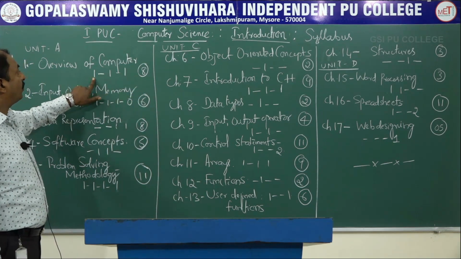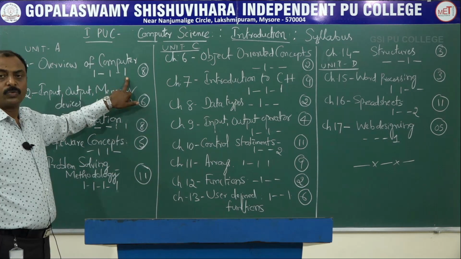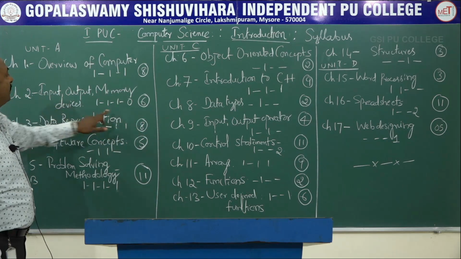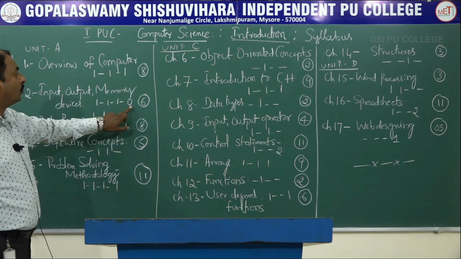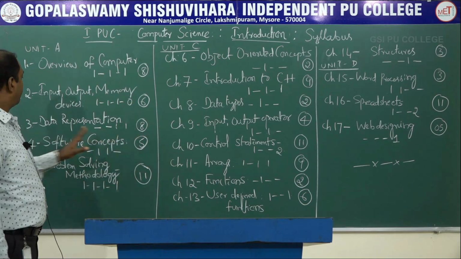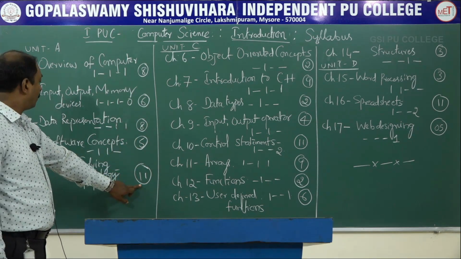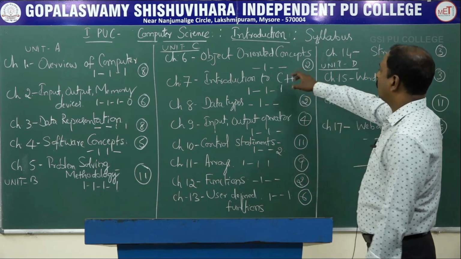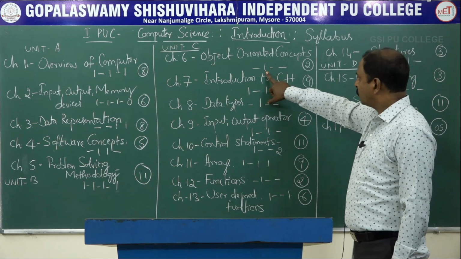Here, we have one 1 mark question, one 3 mark question, one 2 mark question, and one 5 mark question, so the weightage is 8 marks. Similarly, I have written for all the chapters. In this one, weightage is 6 marks: one 1 mark question, one 2 mark question, one 3 mark question, and no 5 mark questions. Similarly, data representation is 8 marks, software concept 5 marks, and problem solving methodology 11 marks. And again, the chapter object oriented concept has a weightage of 2 marks. Here you have only one question of 2 marks.